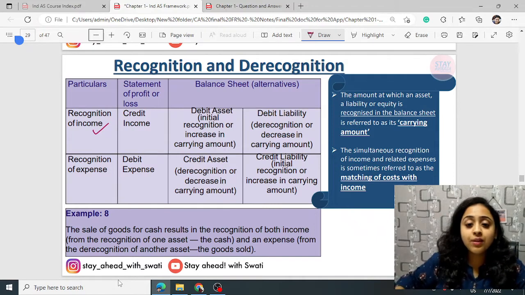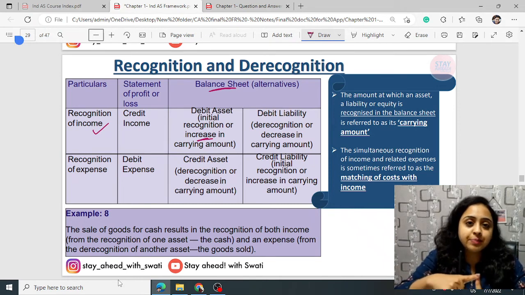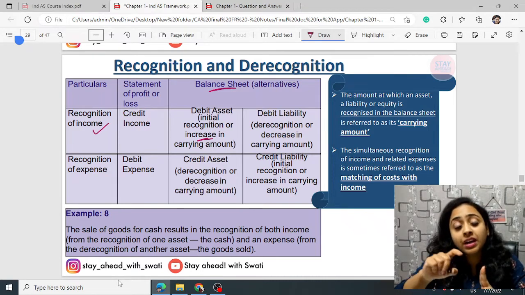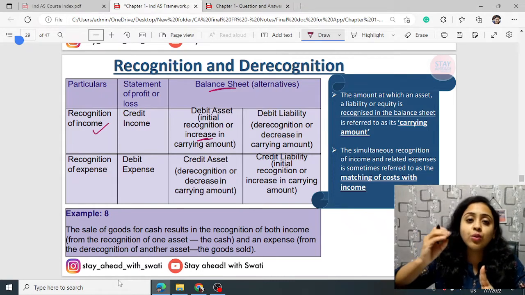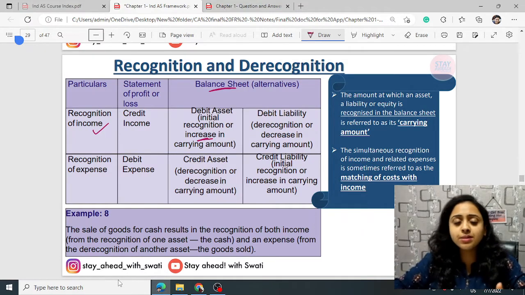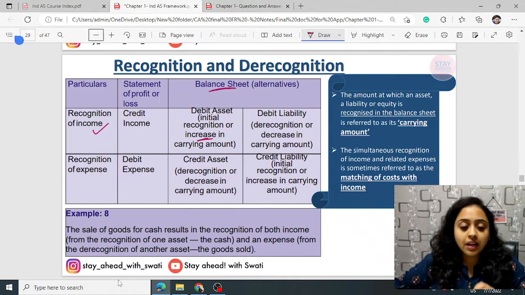And what are the balance sheet alternatives? Debit asset on initial recognition, and on increase in amount. If the first time you are recording any asset, you debit such asset. If you increase the amount of the asset, you again debit it. If you have to lower that value, or remove that asset, you credit that asset. Similarly it goes for the liability, and vice versa. Let me know in case of doubt.